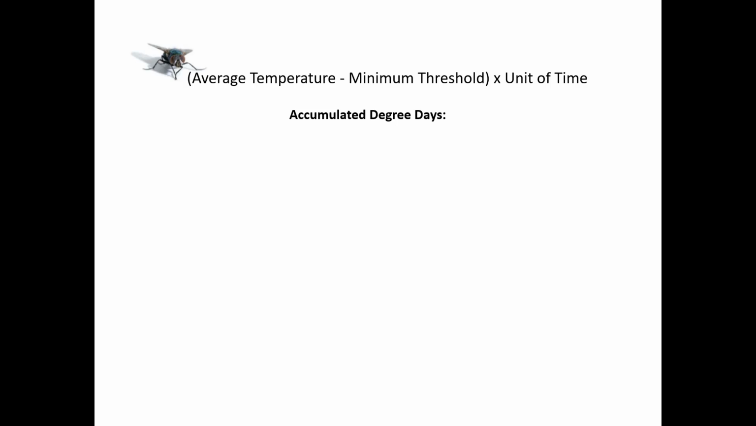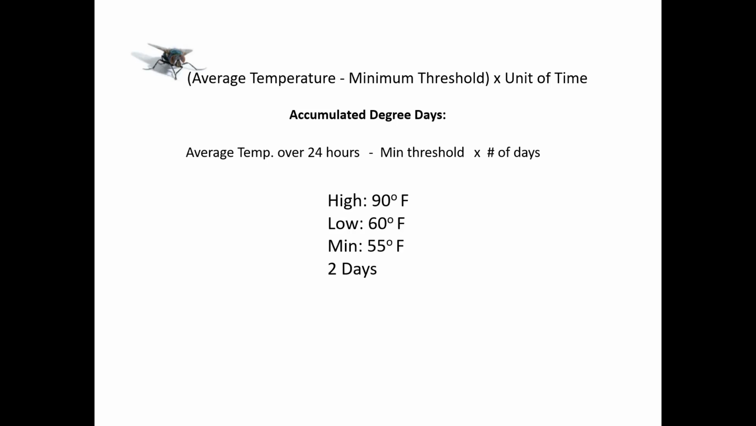So let's say we want to figure out how many accumulated degree days happened. To do degree days, we take our average temperature over a 24-hour period. We subtract out the minimum threshold for the insect, which we figured out in the lab. In the cases of this class, I'm going to give that to you. And we multiply it by the number of days we're looking at. So let's do a very simple calculation. Let's say we have a high of 90 degrees, a low of 60 degrees. The minimum temperature for the fly that we're looking at is 55 degrees. So now we have all of our unknowns, right? And we want to figure out how many degree days have accumulated over a 2-day period?